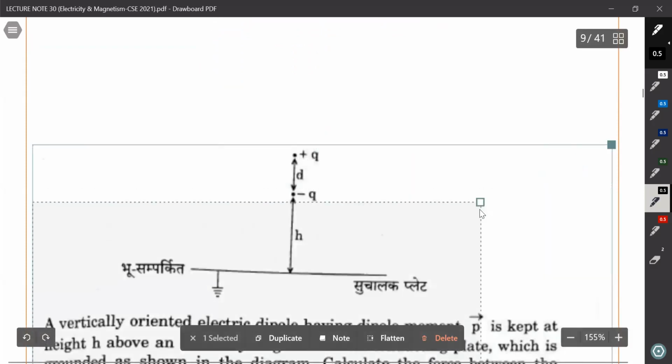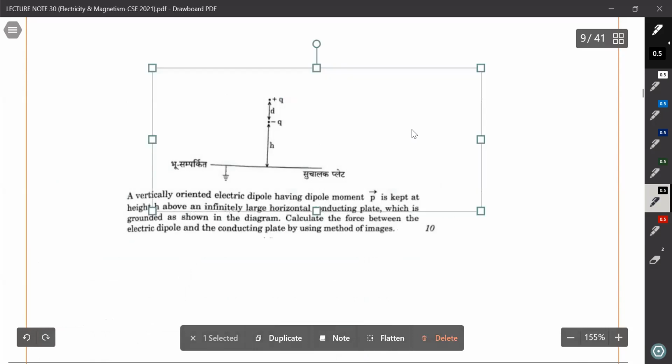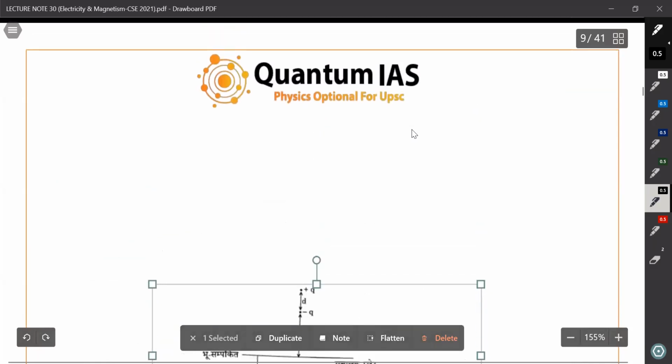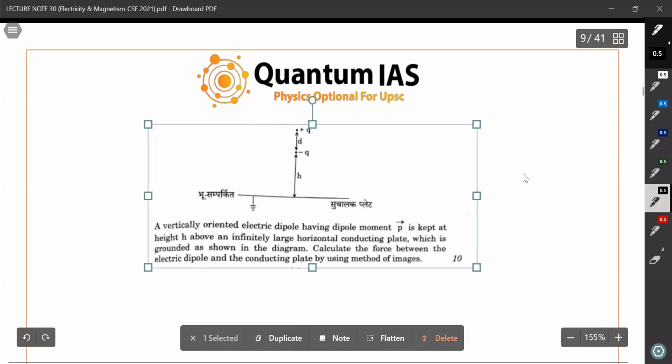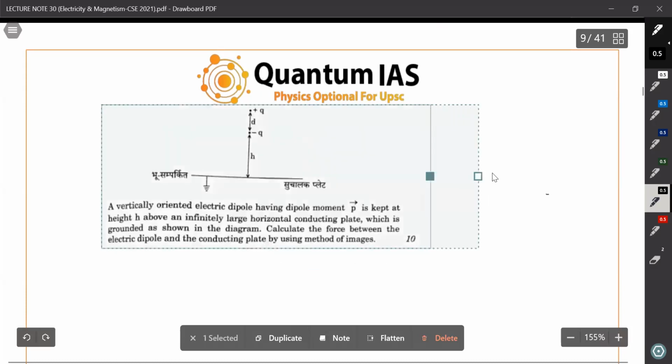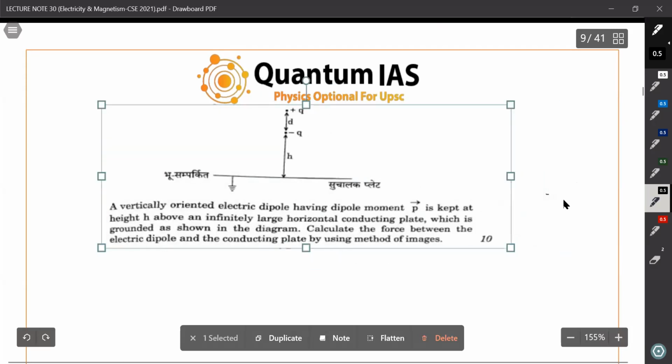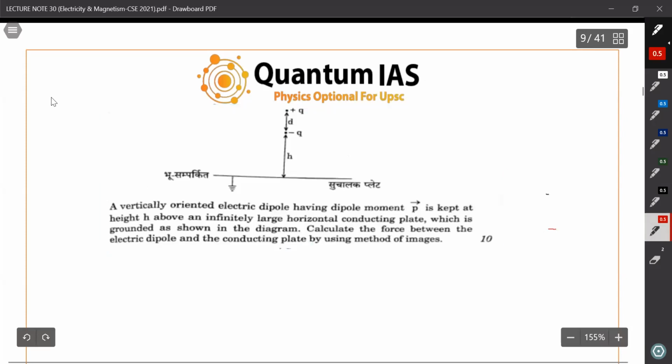So this is the question. This is asked in 2020. Now, this is for 10 marks. What will you write in the introduction? So you will talk in the introduction about what is method of image.